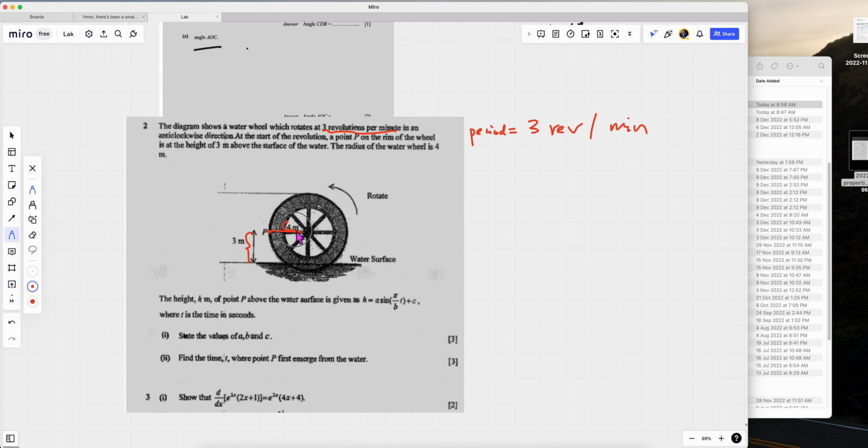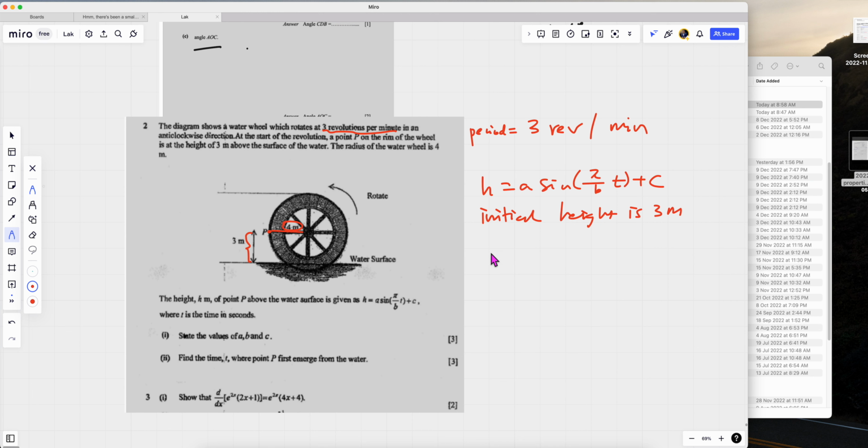Okay. So they say the height, h meter, above that is given by this equation, or this sine function. Okay, so I think you can probably find out something. The initial height is actually 3, right? Yeah. So the initial height is 3 meter, right?